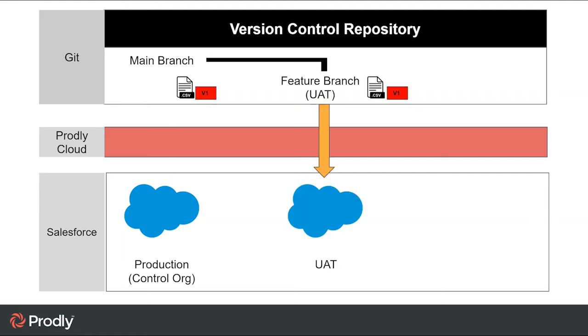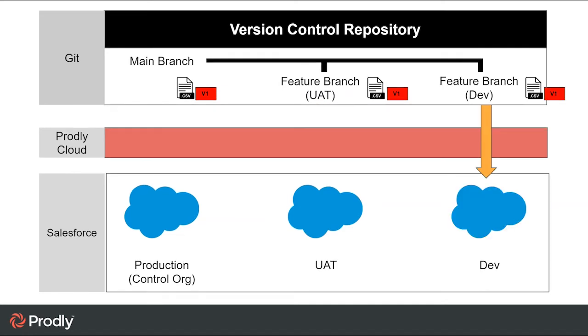Next, create new connections to sandboxes in your stack and determine objects to be included. The Prodly service will load records and respect relationships into your Salesforce org and commit a data file for each object into Git, establishing your V1 version of your data within new feature branches correlating to your sandboxes.